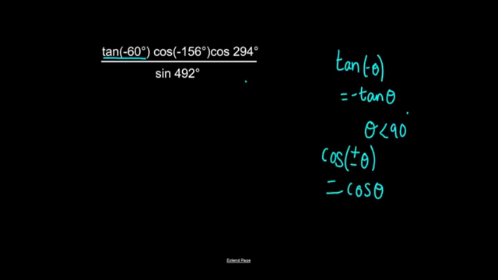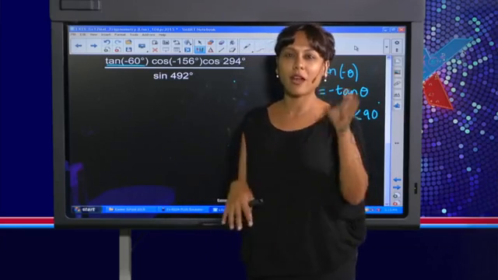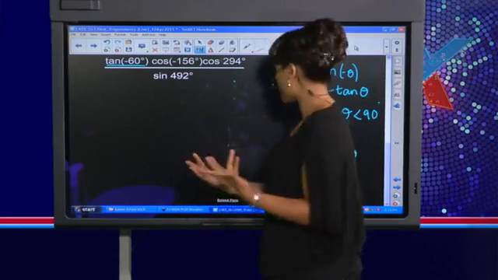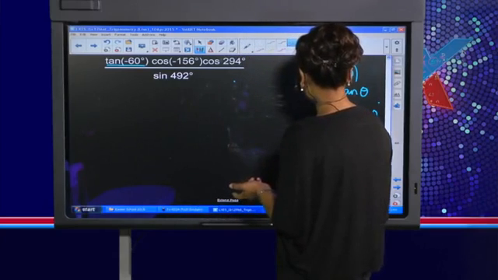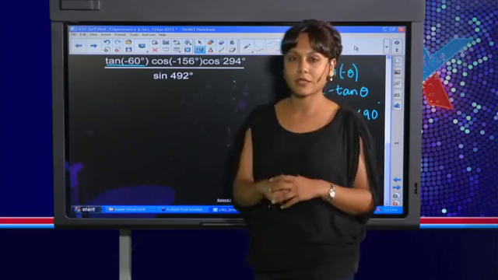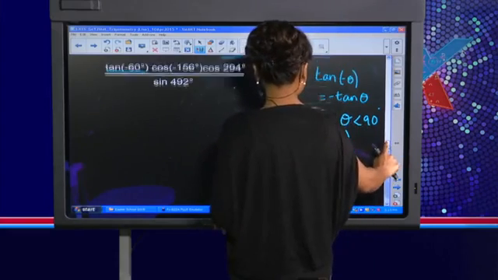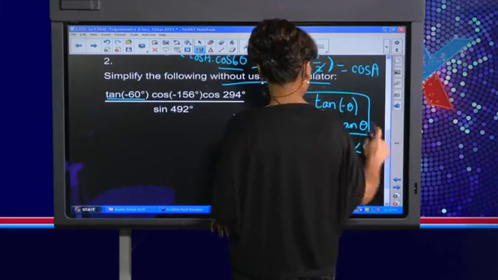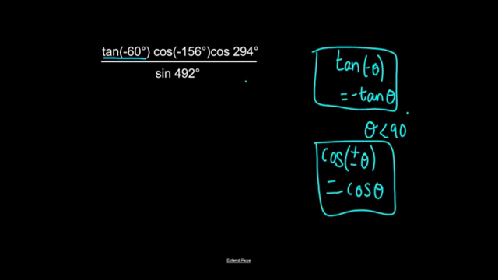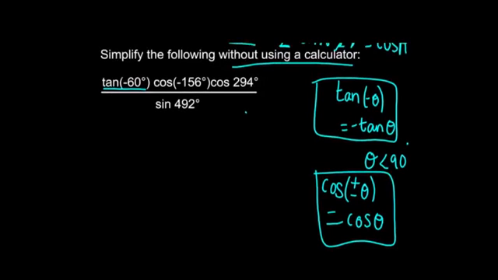And you could check this to your heart's desire. You can keep on checking to try and find the exception, but there is no exception because it is a rule. Cos of plus or minus theta is the same as cos of theta. Okay. So let's use those two ideas to help us simplify this reduction formula question. All right, so I've got tan negative 60. I've just told you that's the same as negative tan 60. Okay, so we put that down. Cos of negative 156, that's the same as cos of 156.